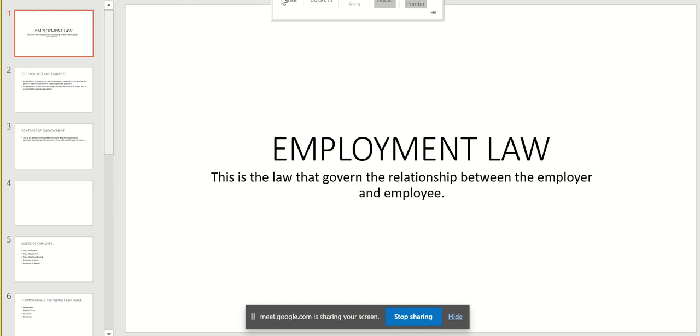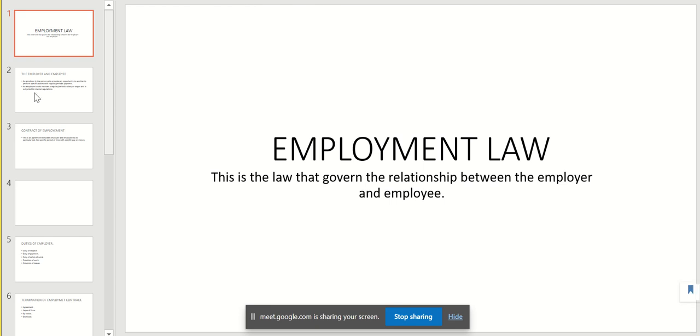Under legal aspects, we are going to tackle this unit called employment law. A brief explanation about employment law is that this is a law that governs the relationship between the employer and the employee.